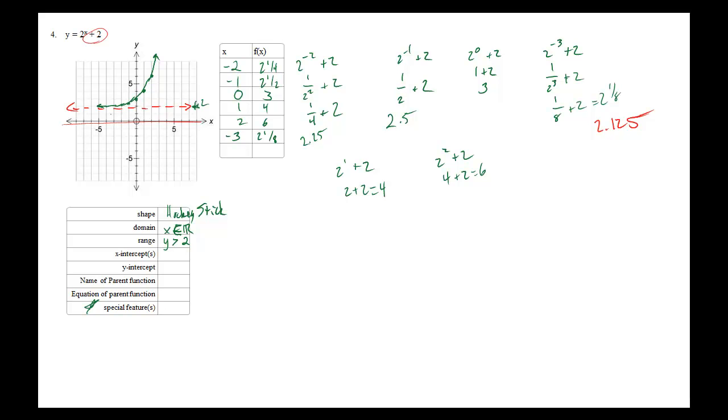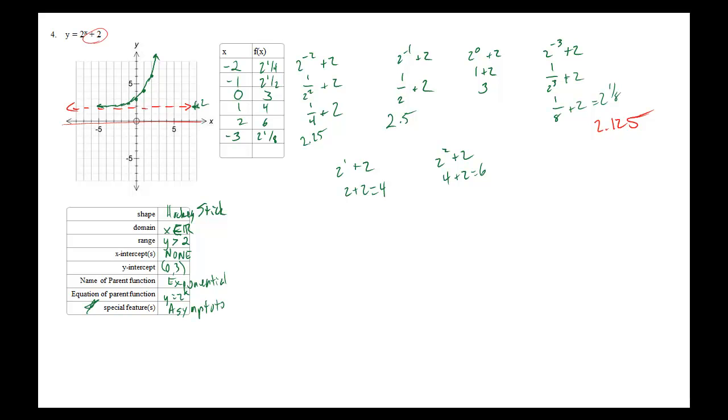X-intercepts: well, is this line ever going to cross the x-axis? No, so we just say none. And that's okay. And the y-intercept, you can see right there, it's 0, 1, 2, 3. So (0, 3). And then we name the parent function, which is exponential. The equation of the parent function is y equals 2 to the x. And then the special feature is the asymptote.